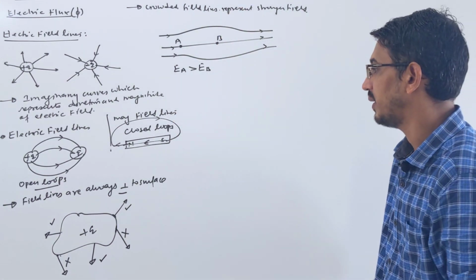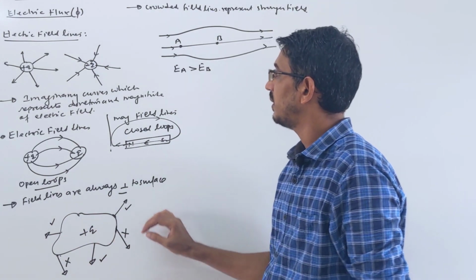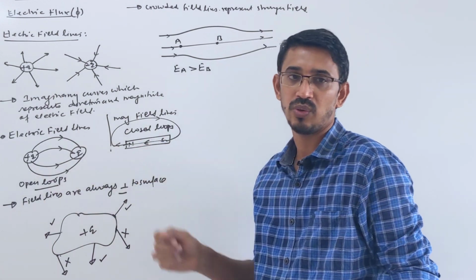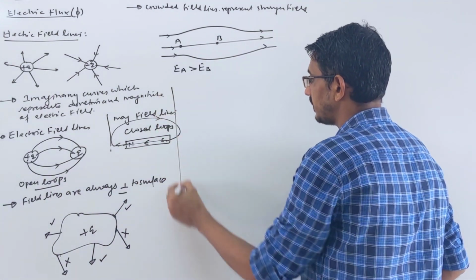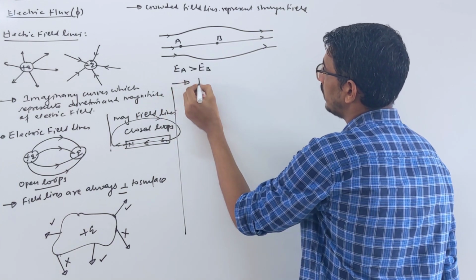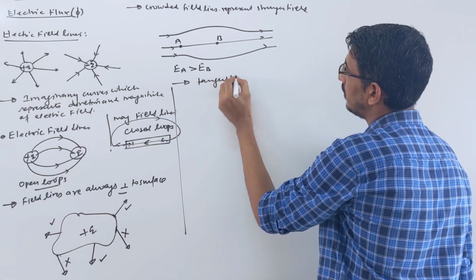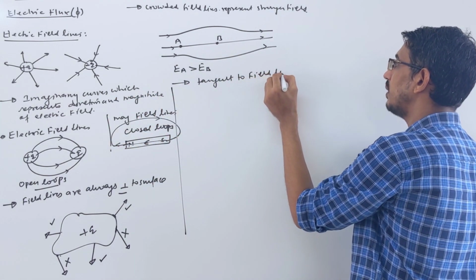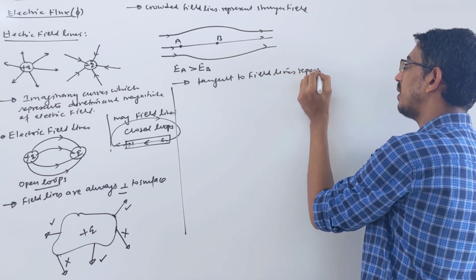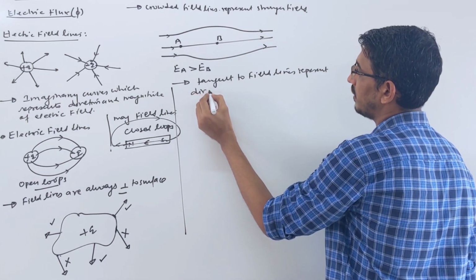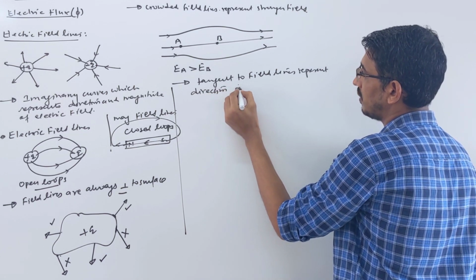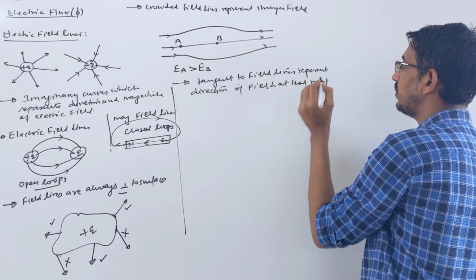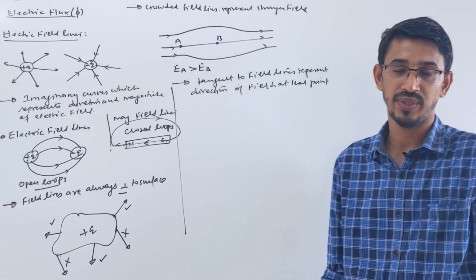More field, correct? Okay, I understand that field lines are always perpendicular to the surface. Electric field lines are always open loops, while magnetic field lines are always closed loops, correct? Okay, then see like this, a tangent to field lines represents the direction of the field at that point. If you take a tangent to a field line at any point, that will be the direction of your field, simply.